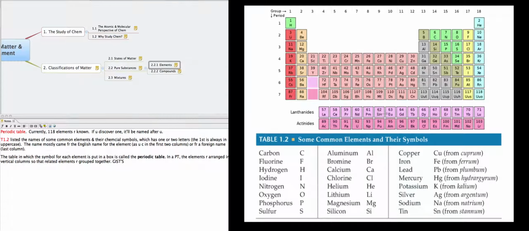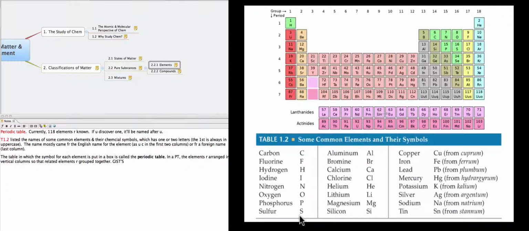Currently, 118 elements are known, and I think about 92 of them are natural elements. They exist in nature, and then the rest are synthetic. They are man-made. So if you discover one, it will be named after you. This table lists the names of some common elements and their chemical symbols, which have one or two letters.